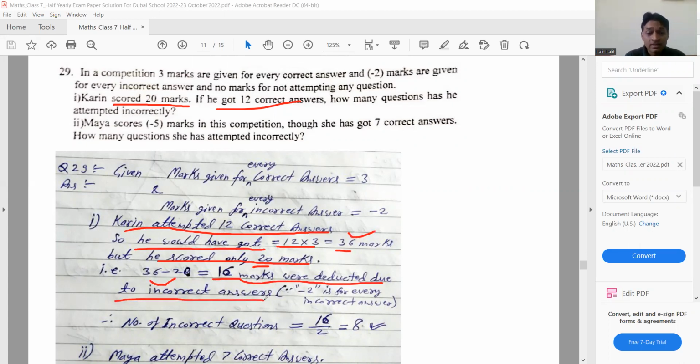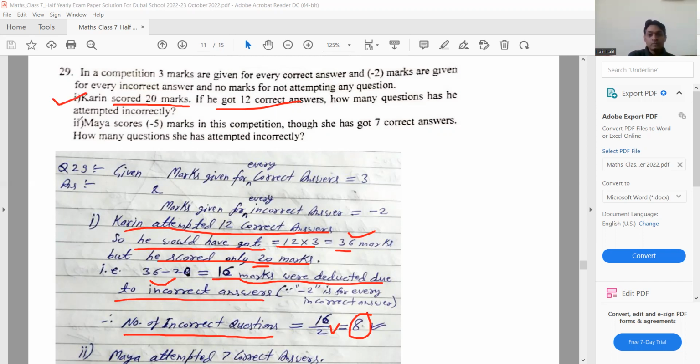Now 16 marks are deducted, and for one incorrect answer, how many marks are they deducting? -2. So the number of incorrect questions is equal to 16, the marks deducted for incorrect answers, divided by 2. So the answer is 8. So it means the number of incorrect questions Kareem has attempted is 8. So that is the answer of the first question.